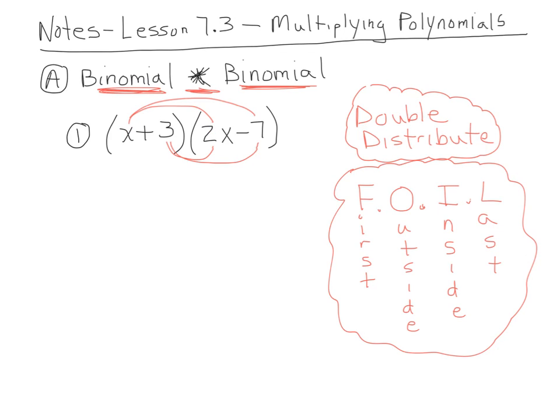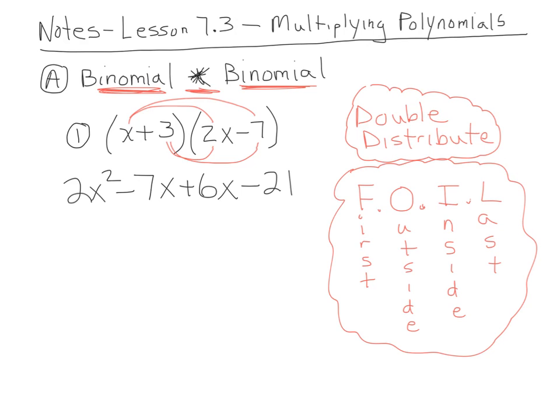So x times 2x is 2x squared. Then x times negative 7, remember take the sign in front of it, negative 7x. Now 3 times 2x is 6x. And then 3 times negative 7 is negative 21.